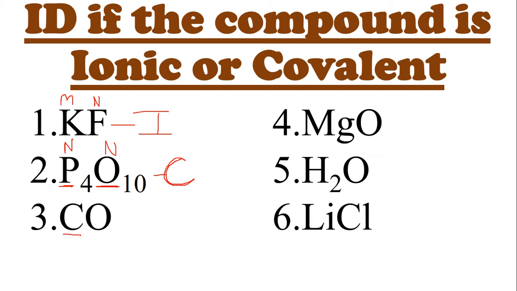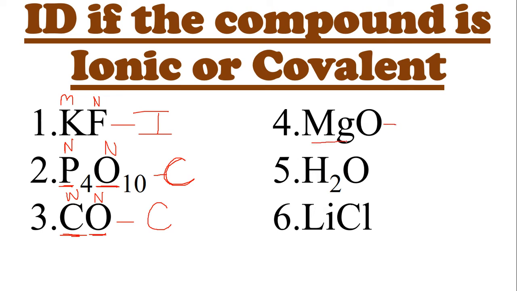All right, we have C, carbon, that is a non-metal, and O, which is oxygen, that's a non-metal, so that's covalent. All right, pause the video real quick, try to figure out the other three, if they're ionic or covalent. All right, did you do it? Let's go over the answers so you can check yourself.